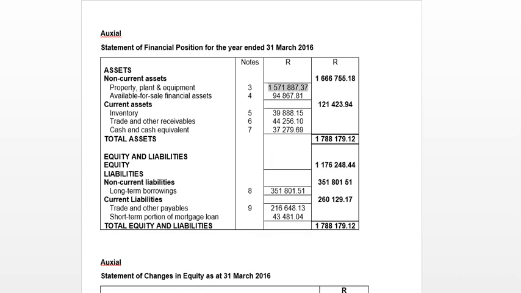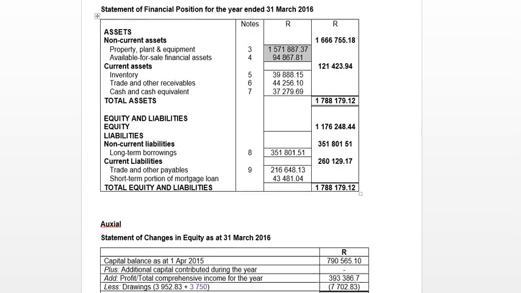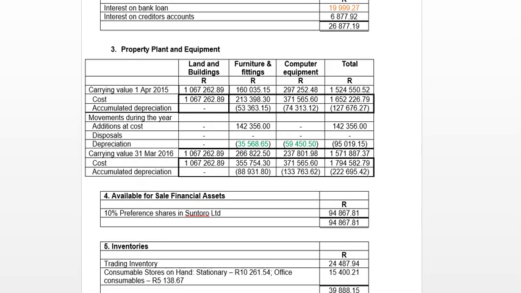So our assets is our property, plant, and equipment, and our available for sale financial assets. So these are non-current assets, long-term assets. And for that, we have your notes. So property, plant, and equipment, the only addition to this is the furniture and fittings which we bought. And you need to take note that it's at cost price. And your depreciation for the year which you need to account for. So in your trial balance, you've got the closing balance towards your land and buildings, furniture, fittings, and computer equipment.